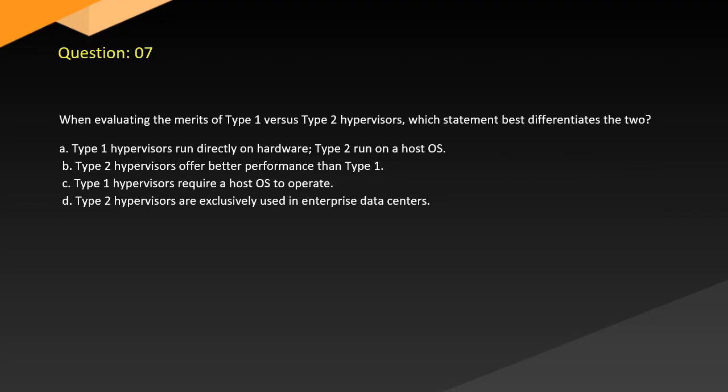Question 7. When evaluating the merits of Type 1 versus Type 2 hypervisors, which statement best differentiates the two? A. Type 1 hypervisors run directly on hardware. Type 2 run on a host OS. B. Type 2 hypervisors offer better performance than Type 1. C. Type 1 hypervisors require the host OS to operate. D. Type 2 hypervisors are exclusively used in enterprise data centers.